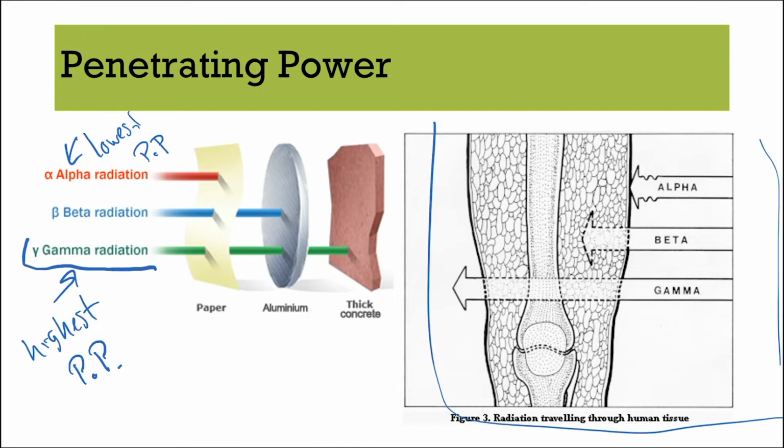This picture right here is a picture of your leg. This is your knee. This is your femur. Gamma radiation goes right through your leg without stopping, and as it does that, it can change some of the things in your muscle and your bone and cause you damage.